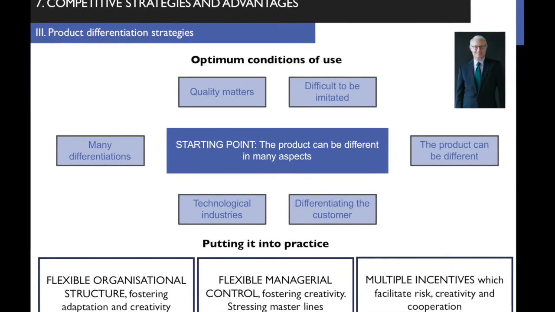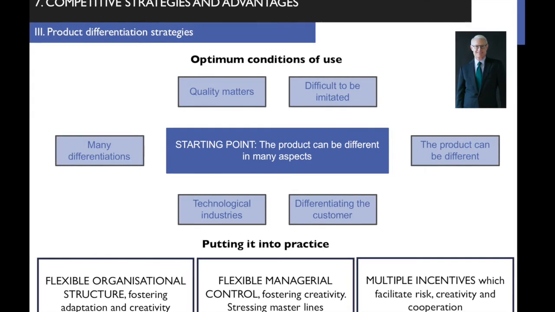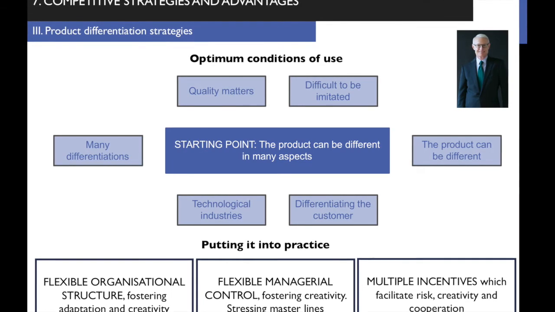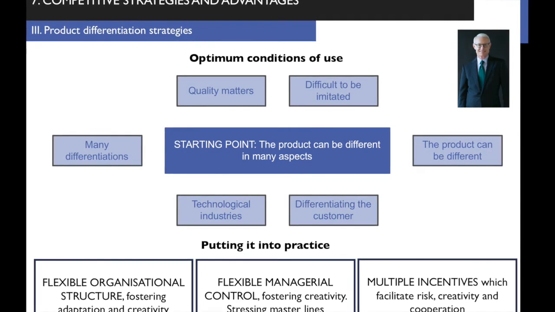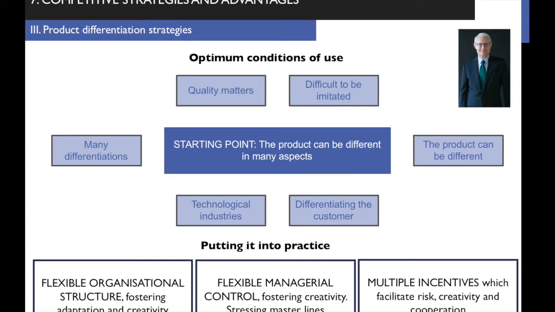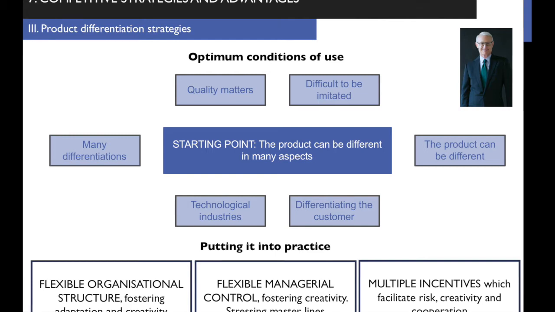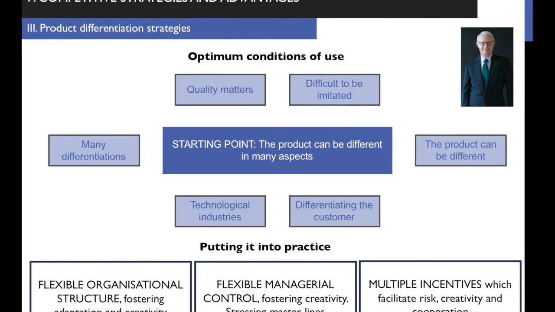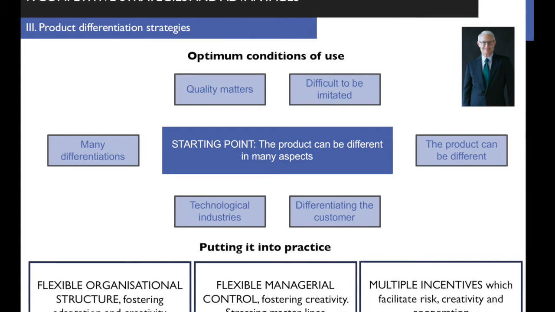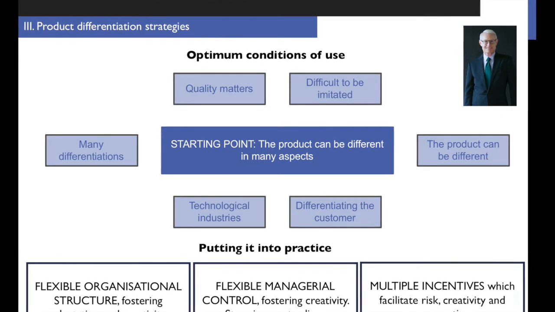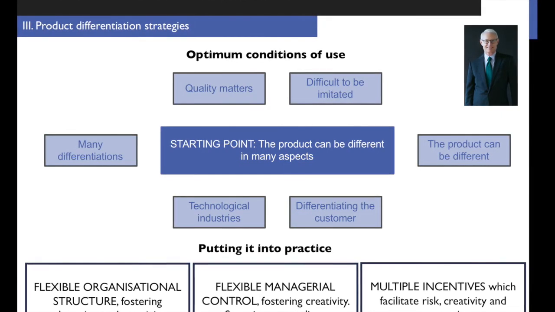Perfumes are very special. Normally, the most common strategy about perfumes is product differentiation because they are in turn used by the customers to differentiate themselves. Finally, in technological industries, innovation is critical. Innovation is a competitive variable, and this is also related with product differentiation.